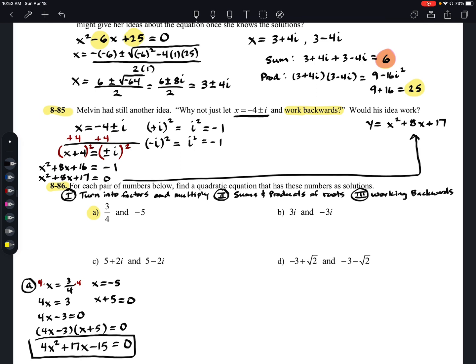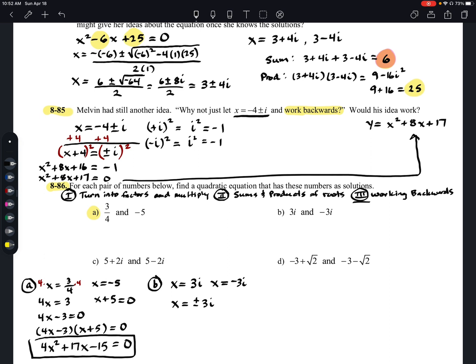For letter B, okay, I've got 3i and -3i. Well, I like this one because I can go through this one really quick. So I have x equals 3i and x equals -3i. So for this one, maybe I would think about just using my method number 3, working backwards, because think about it. This is the same thing as x equals positive or negative 3i. I don't even have to worry about any real numbers.